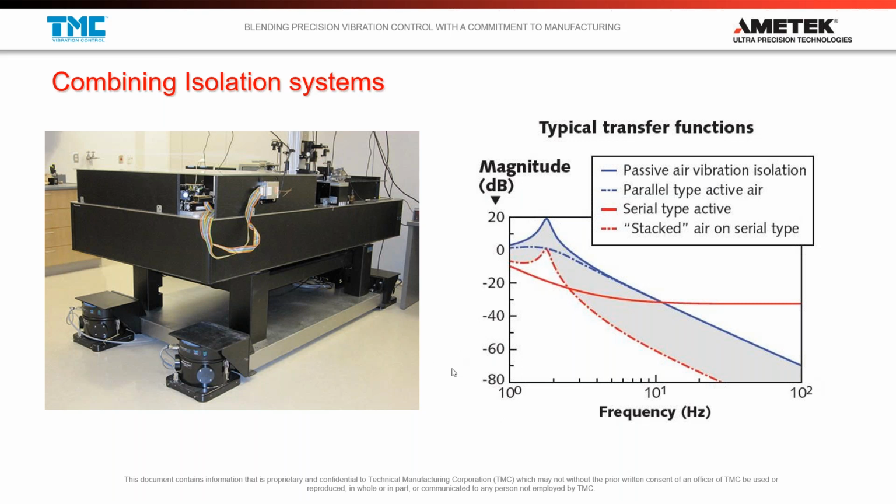So what's the next thing we try to do? Well, we try to do a serial type active cancellation system. So when we look at the different ways to do this, if I keep these deflated and I keep them rigid, then what I might want to do is put it on just active air isolators.